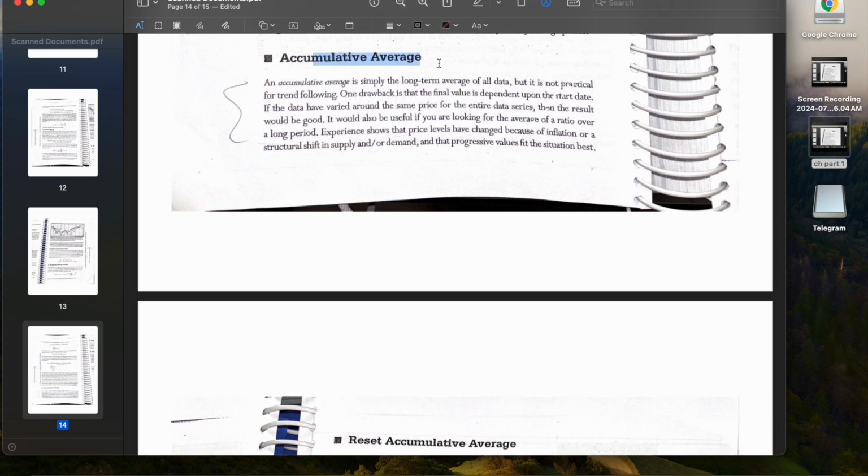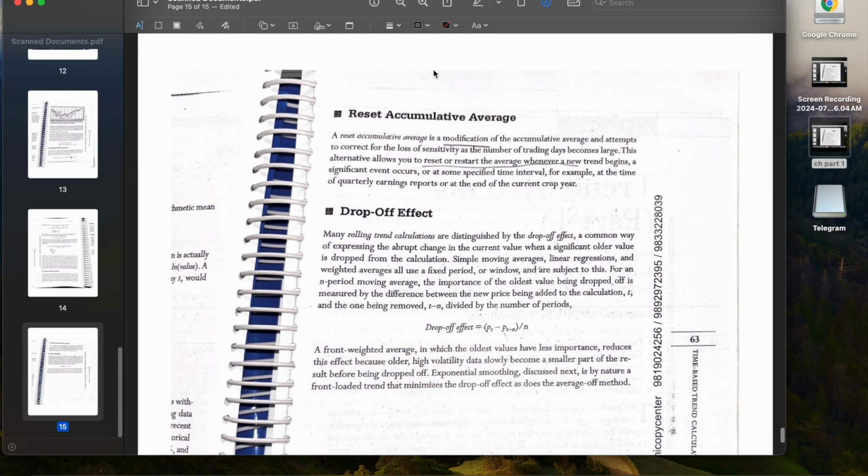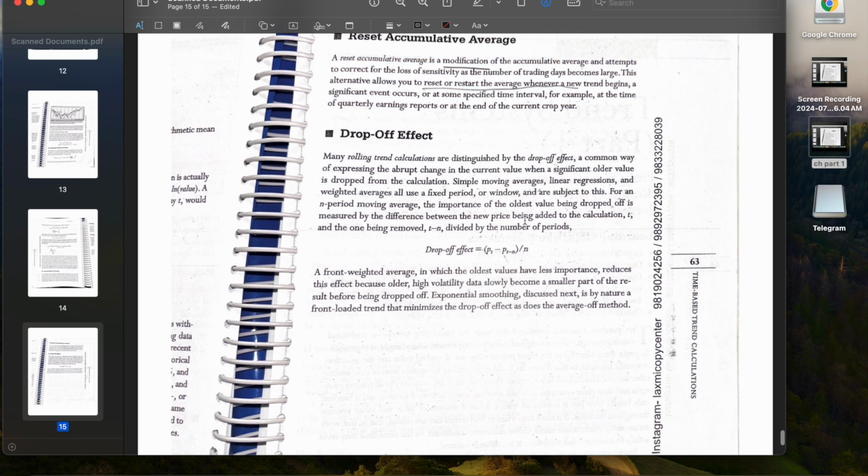So what exactly is an accumulative average? Accumulative average is a long-term average of all data. So the final value is dependent upon the start date. So it's not very useful because you need to understand that the supply and demand keeps changing. So it's basically focused on accumulation. And then we have reset accumulative average. A reset accumulative average is a modification of the accumulative average, and it basically changes everything.